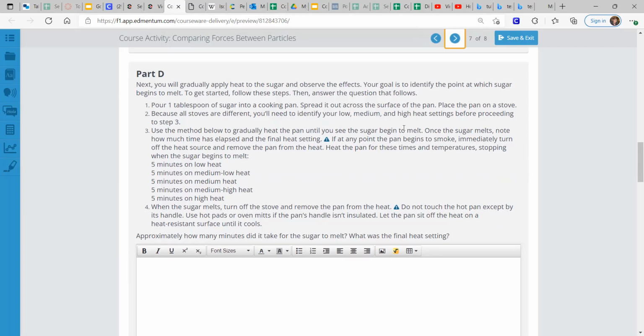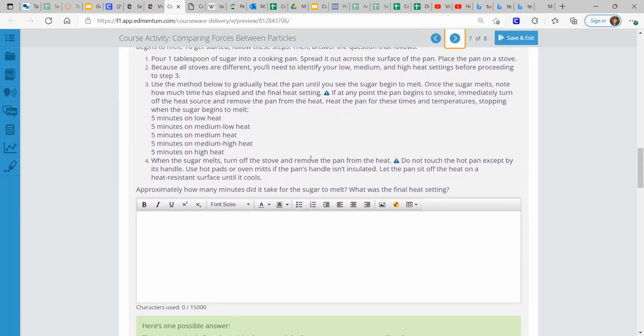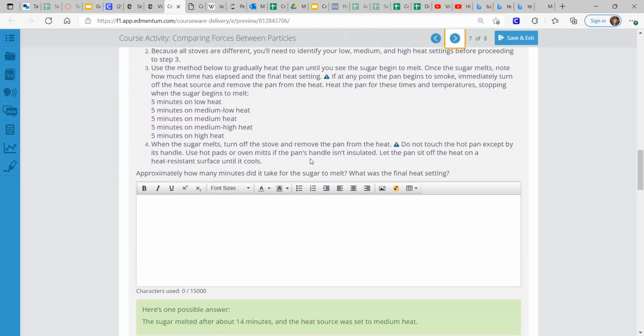If at any point the pan begins to smoke, immediately turn off the heat source and remove the pan from the heat. Heat the pan for these times and temperatures, stopping when the sugar begins to melt. 5 minutes on low heat, 5 minutes on medium-low heat, 5 minutes on medium heat, 5 minutes on medium-high heat, 5 minutes on high heat.